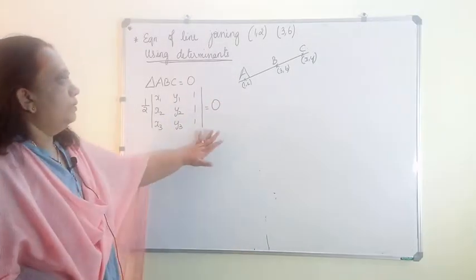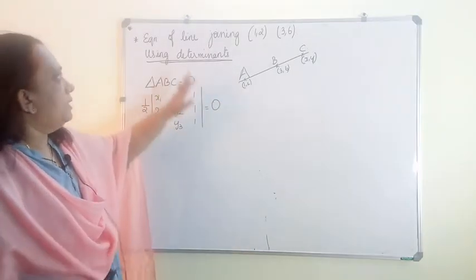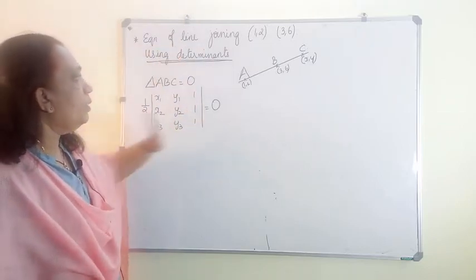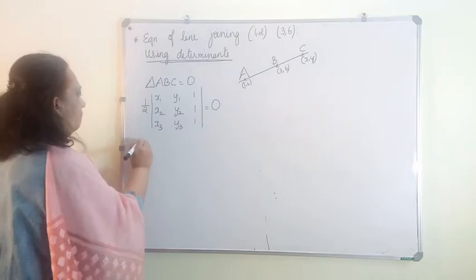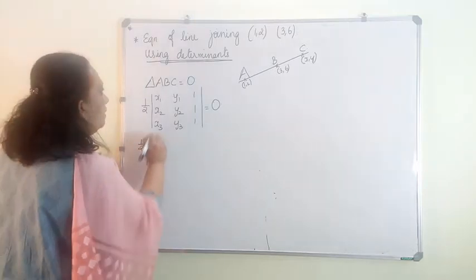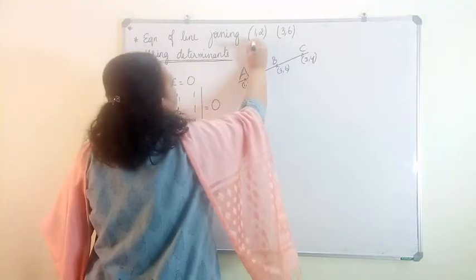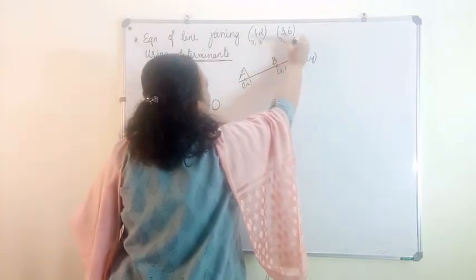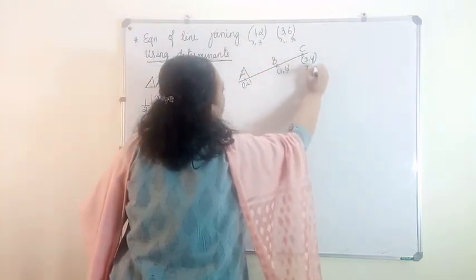You already know this area is equal to 0 because it is given. Find the equation of the line. So, area is equal to 0. That is half into determinant. This is x1, y1, x2, y2. This is x3, y3.